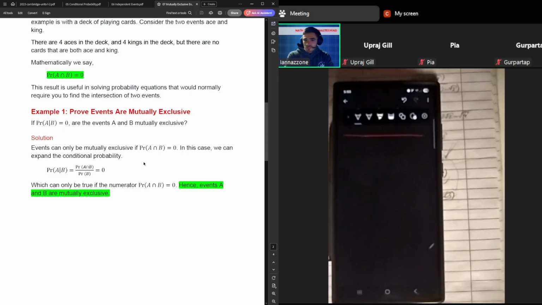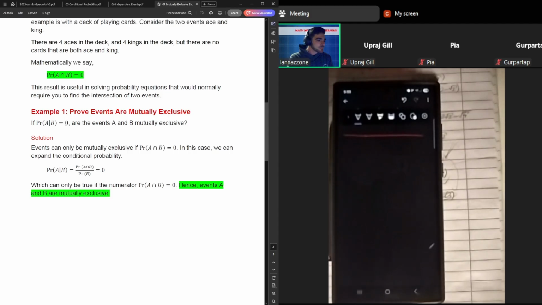You can't make it negative, because probabilities can't be negative. And you can't make it 0 because then you'd have a divide by 0 issue. You'd get undefined. So really it's all about this intersection here. That's the only way that this statement here could ever be true. For that reason, the events are mutually exclusive.